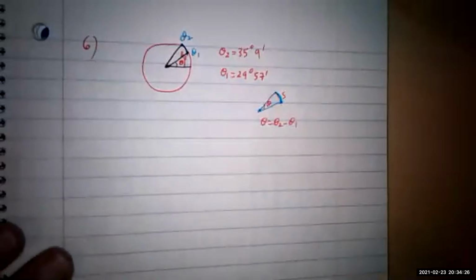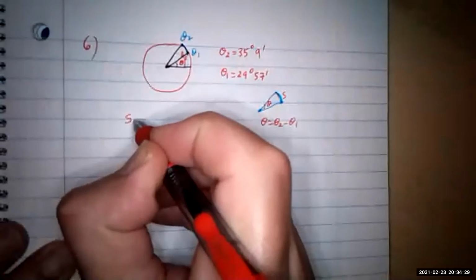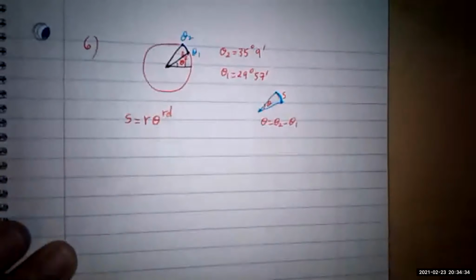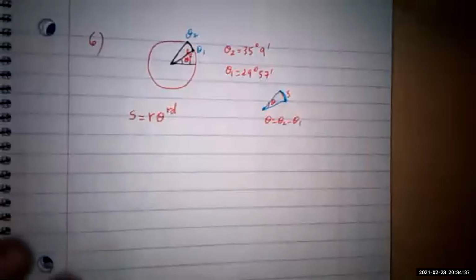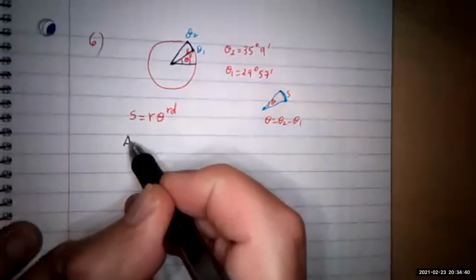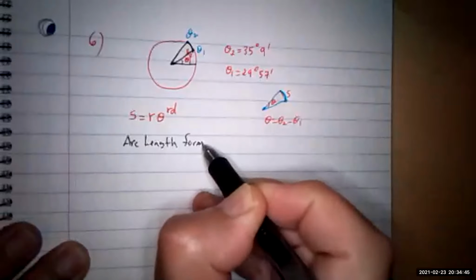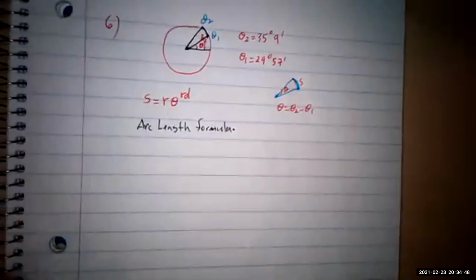The arc length. And remember, what's the arc length formula? S equal to R times theta in radian. That's the arc length formula. So the distance between the cities would be just the arc length. So what we're going to do, we have to find the theta first, then change it to the radian. You have the radius of the Earth given to you.